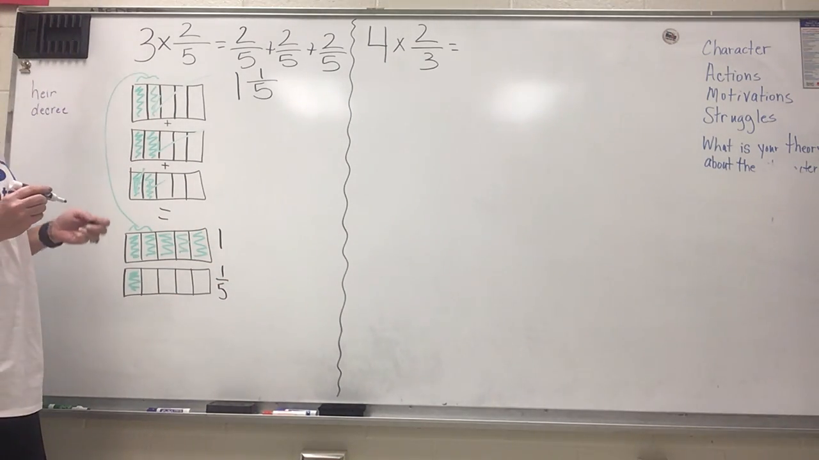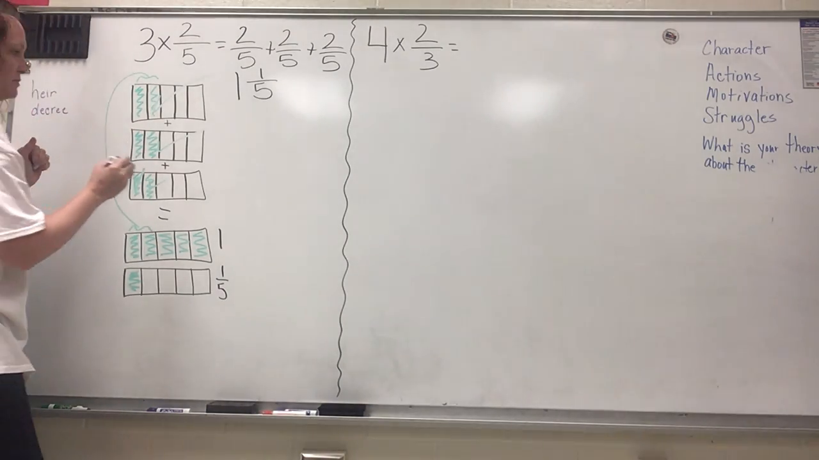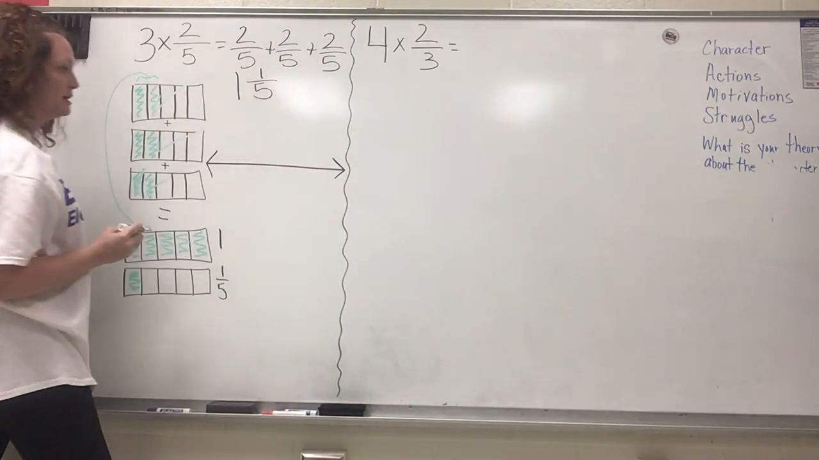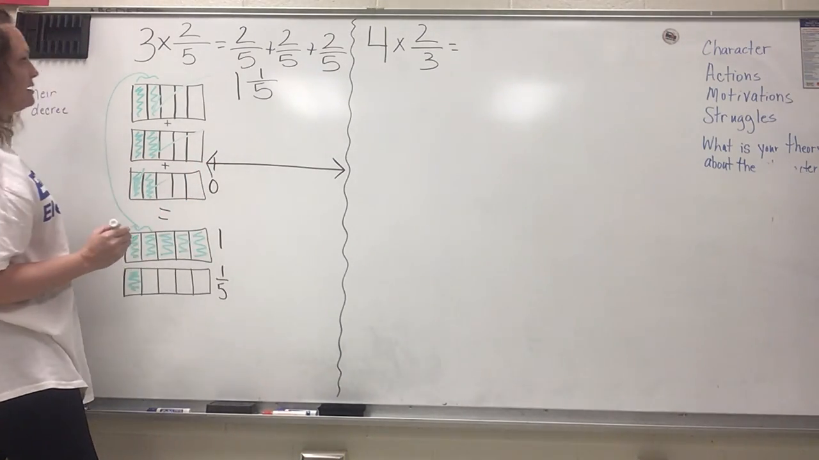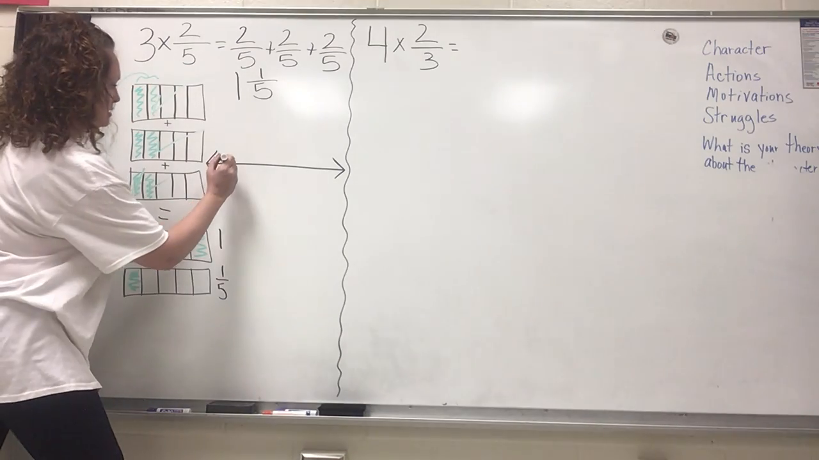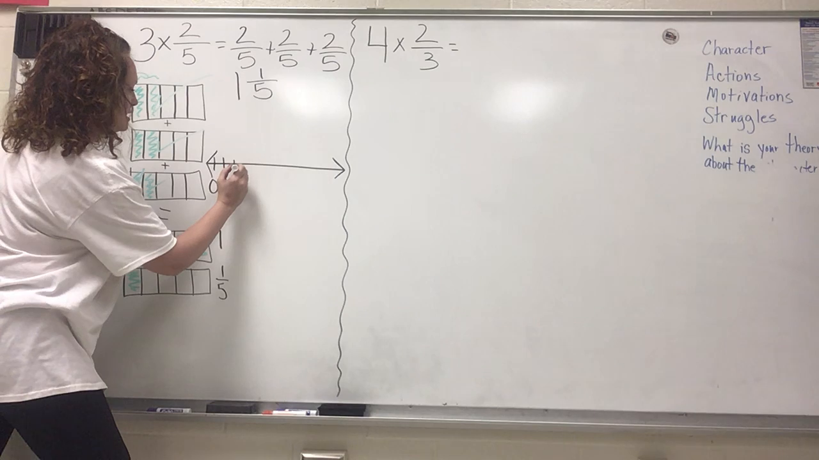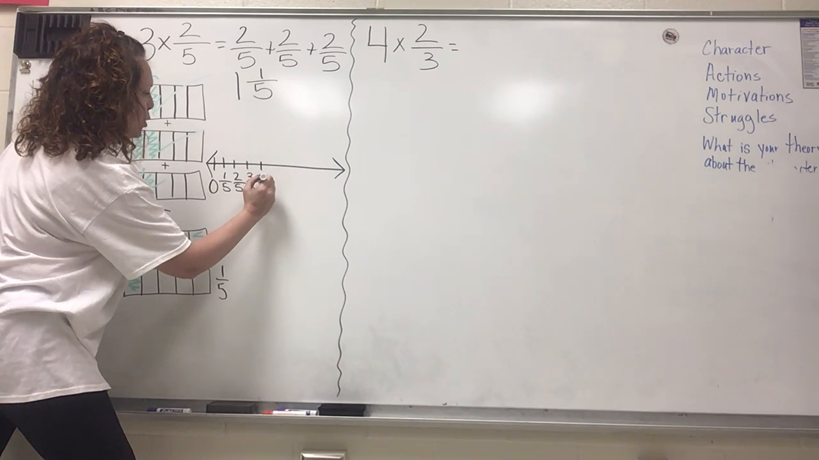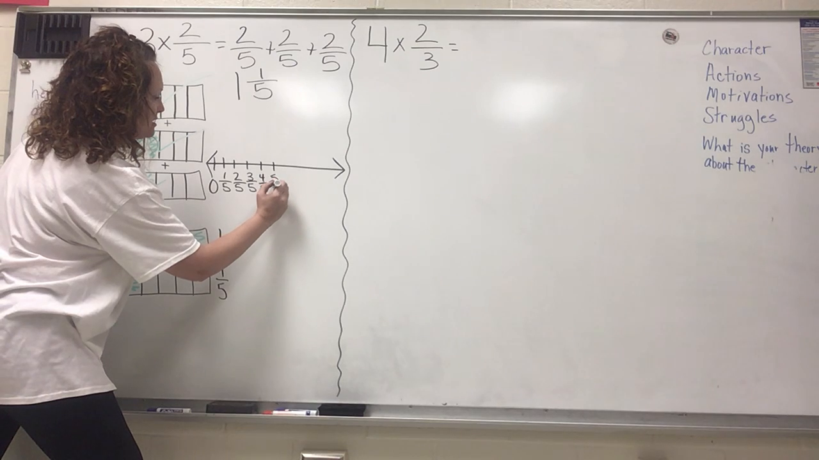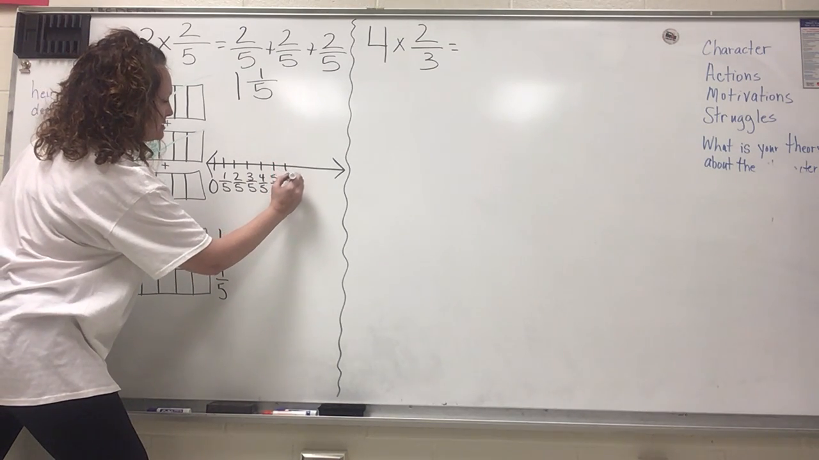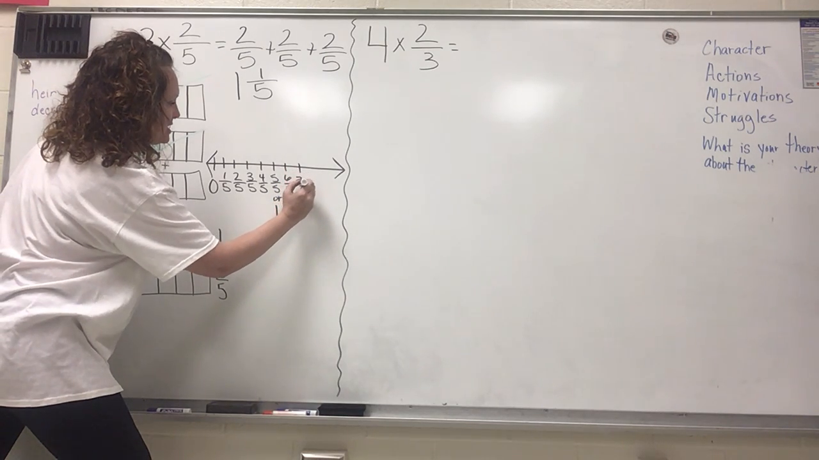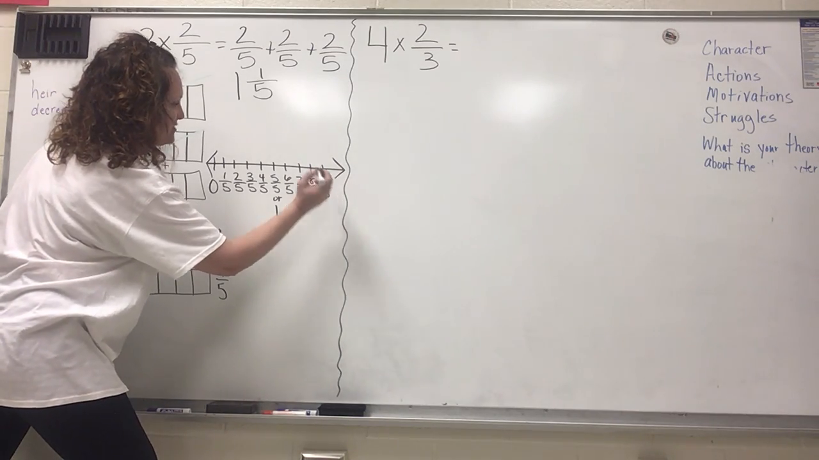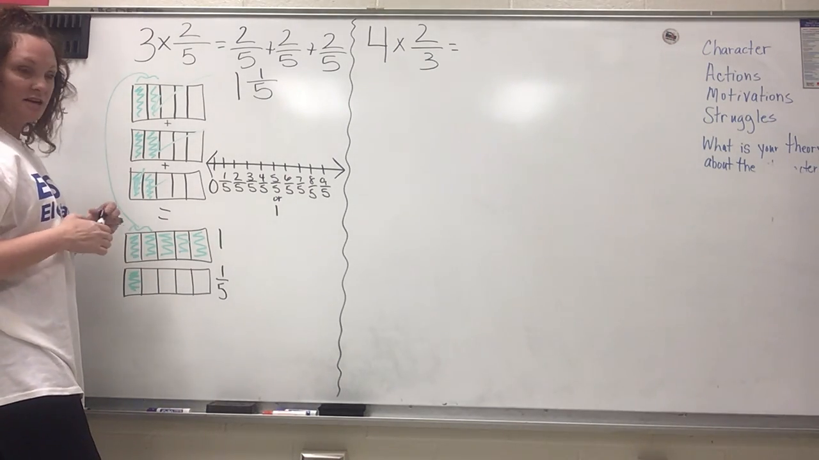1 1/5. Now, number 9. This is going to be a little bit different as well, because we're moving two instead of one. Okay, there's my number line, starting at 0. All right, splitting into what? Fifths. So I've got 1/5, 2/5, 3/5, 4/5, 5/5, or 1, 6/5, 7/5, 8/5, 9/5. Okay, friends. Here comes the fun stuff.